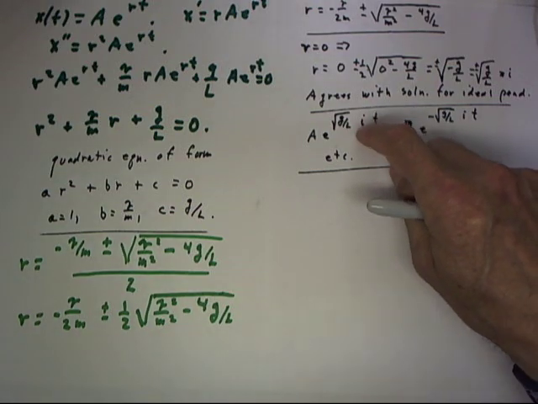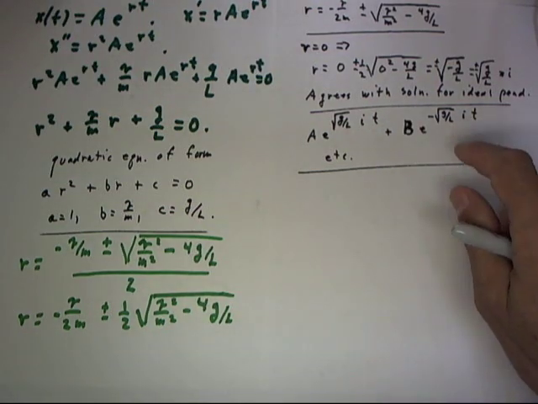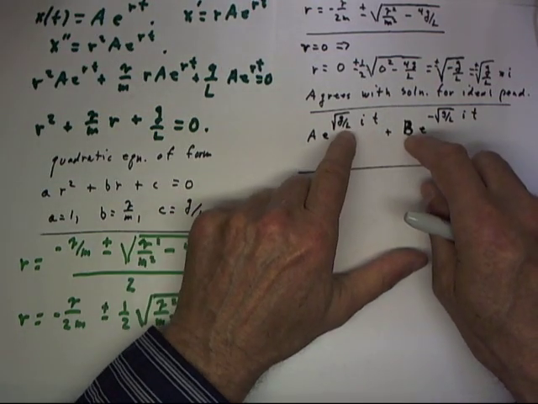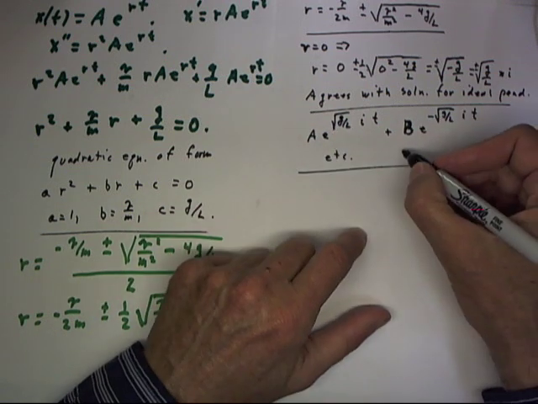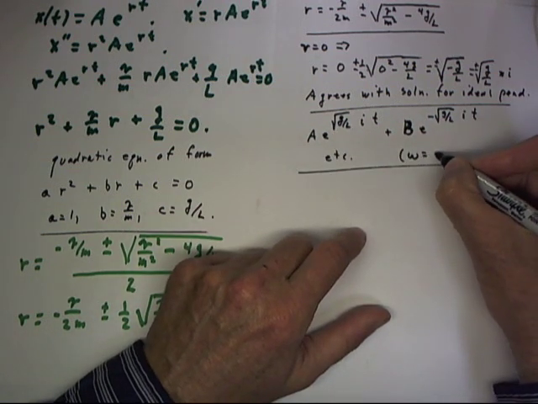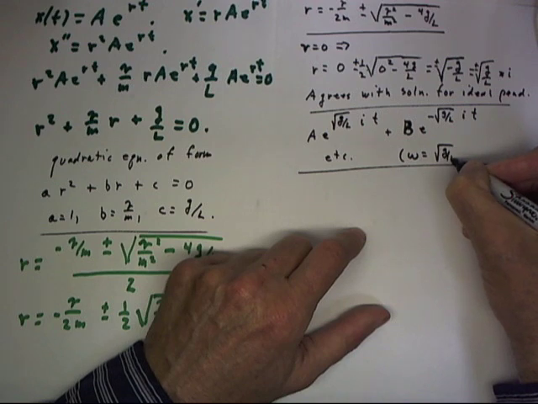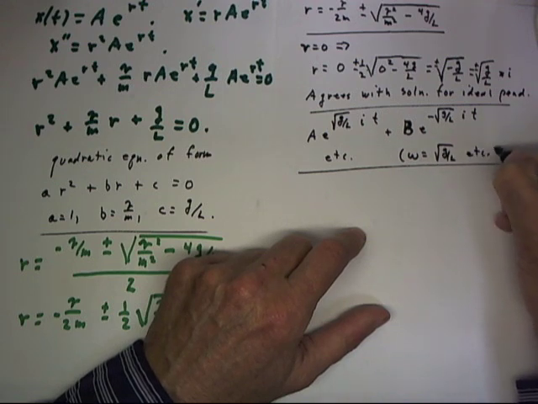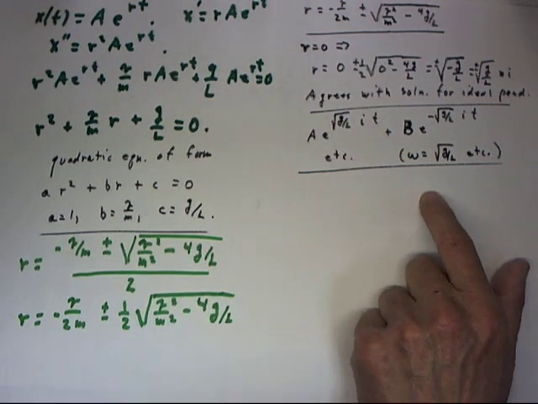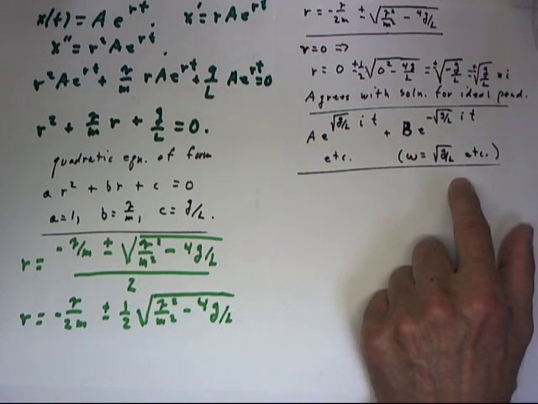We're going to use the Euler identity. We're going to have sines and cosines. We'll let omega equal the square root of g over L, and proceed just as we did before.